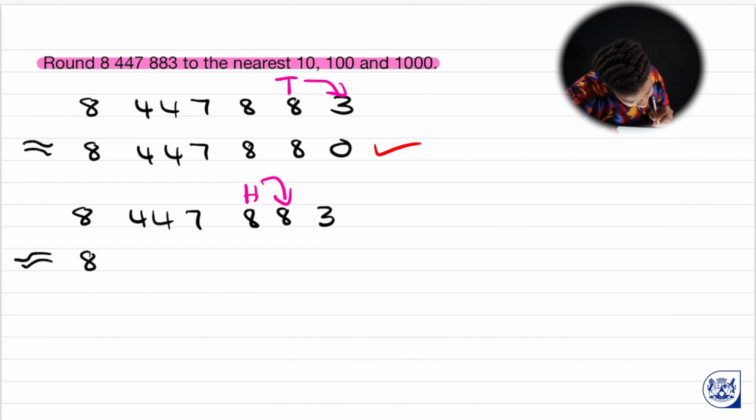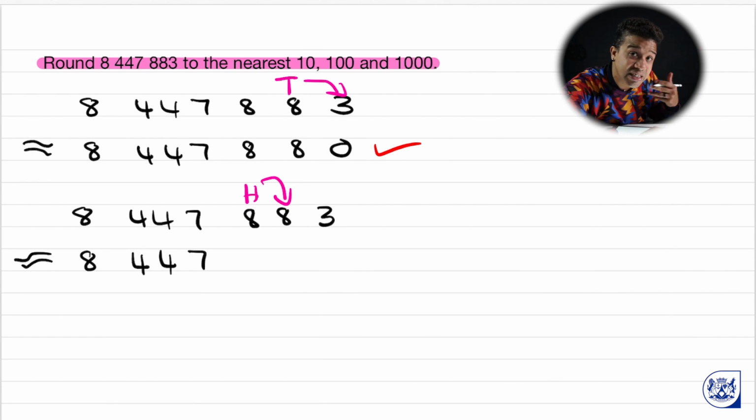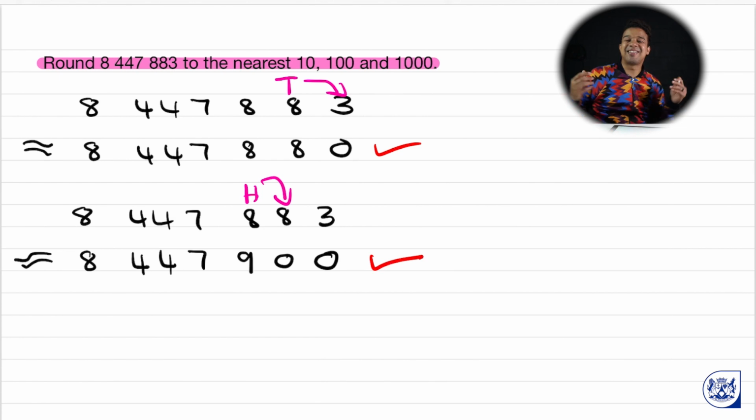So it's 8,447,900. Remember, 8 increases by 1. So therefore it becomes 9 and the numbers to the right of it, behind it, become 0. Yes, and that is our number rounded off to the nearest 100. And now we're going to end off by rounding off our number to the nearest 1000.